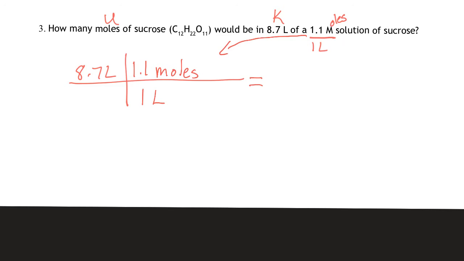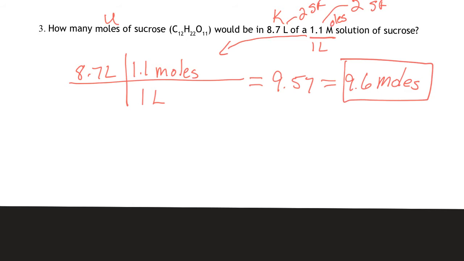So I'm ready for my calculator. I put that in and I get 9.57 in the calculator. This has two significant figures. This has two significant figures. So I need two significant figures in my answer. So I'm going to round that to 9.6 moles. And that would be my final answer. Let's go on to number 4.